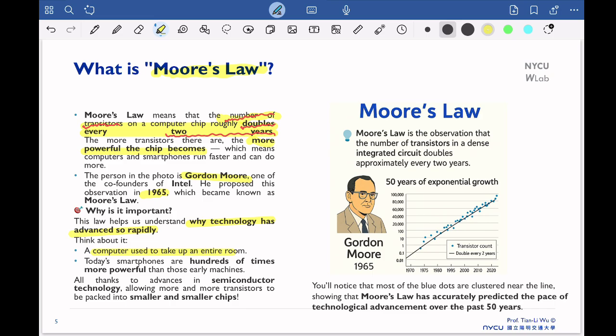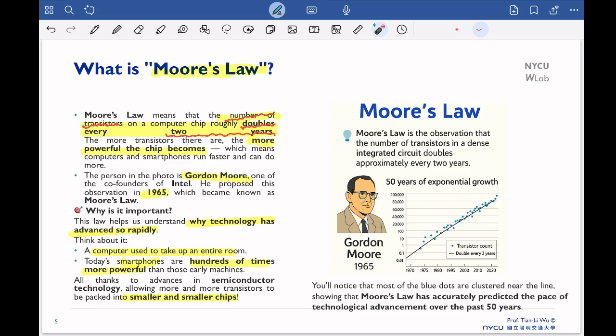And now we have the smartphone that is 100 times more powerful than those early machines, and it is also packed into smaller and smaller chips. That's all thanks to the push coming from Moore's law that made the impossible become possible. So this gentleman, we can consider a very senior gentleman. He died just probably 2 or 3 years ago, and he was of very senior age. So he is a very senior legend in the whole semiconductor history.